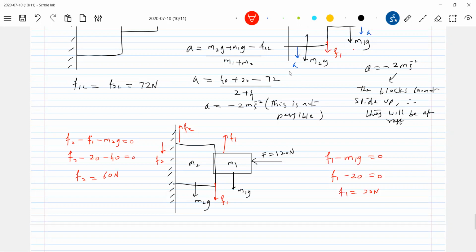So what are these F2, F1? Are they acting static or kinetic? They are static only, less than F1L. So therefore F1, F2 are static. And what is the state of the blocks? The blocks are at rest. Okay, all of you, this is the conclusion of our answer. This will be our answer.